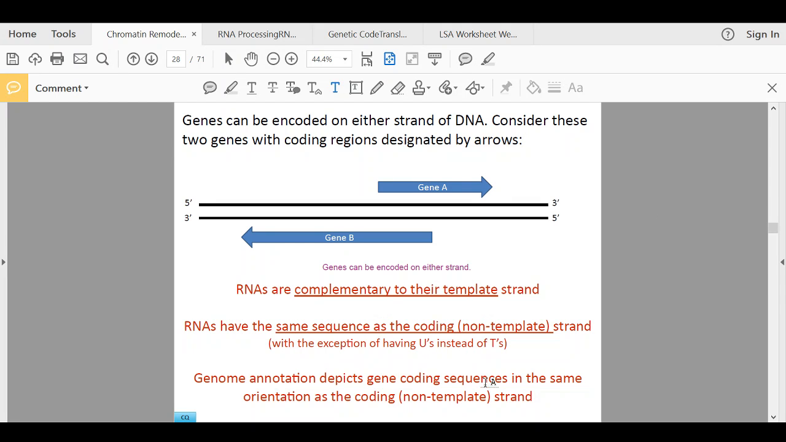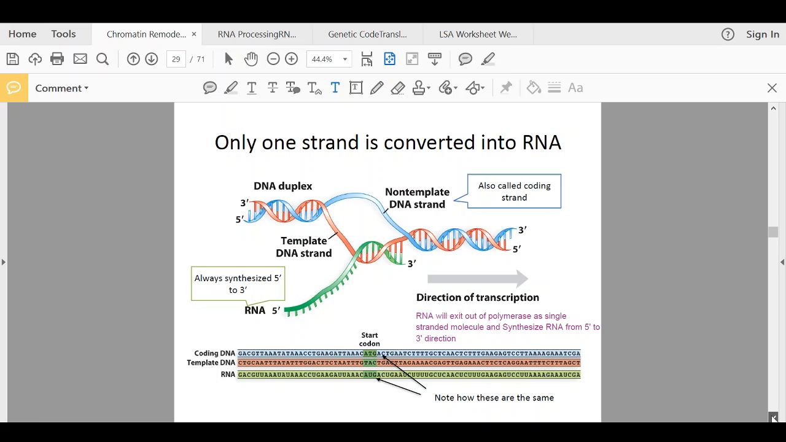Genome annotations depict gene coding sequences in the same orientation as the coding, non-template strand. That's pretty straightforward. It says only one strand is converted into RNA. We call this the coding strand because it's very easy to let ourselves know what the sequence of the messenger RNA will be using it. We don't have to mentally convert the DNA nucleotides into their complementary base pairs. We can just take the coding strand and directly read out the messenger RNA transcript, making sure to substitute the thymines with uracils.